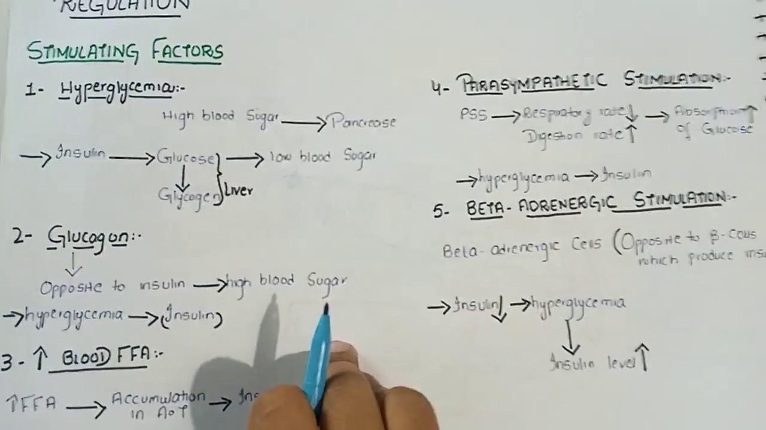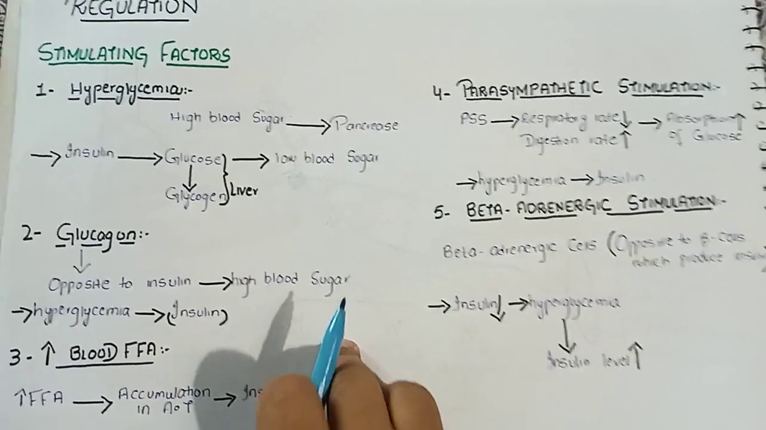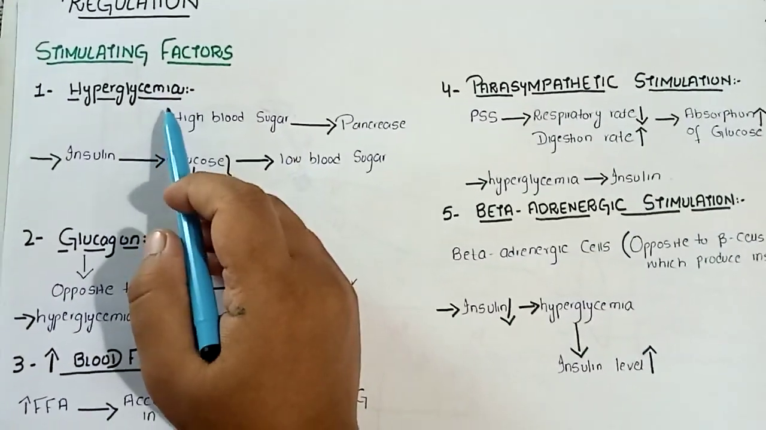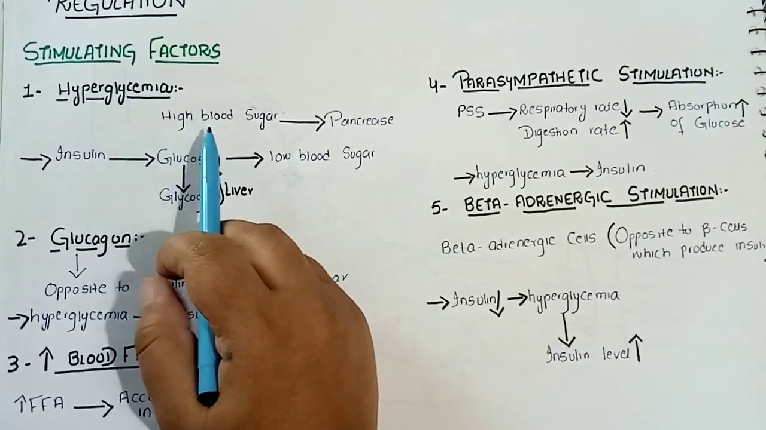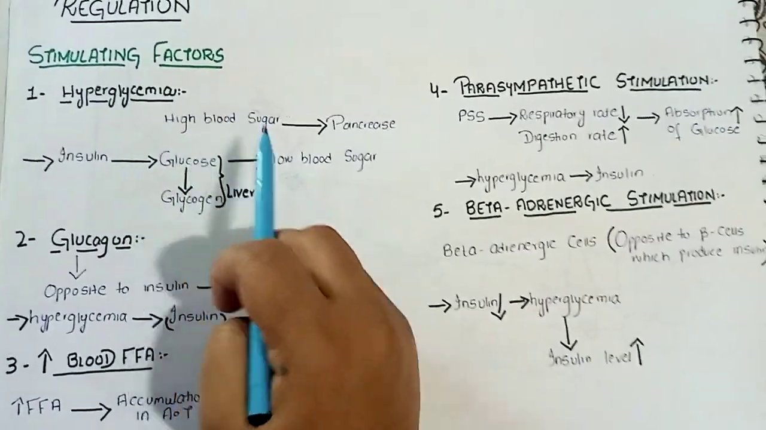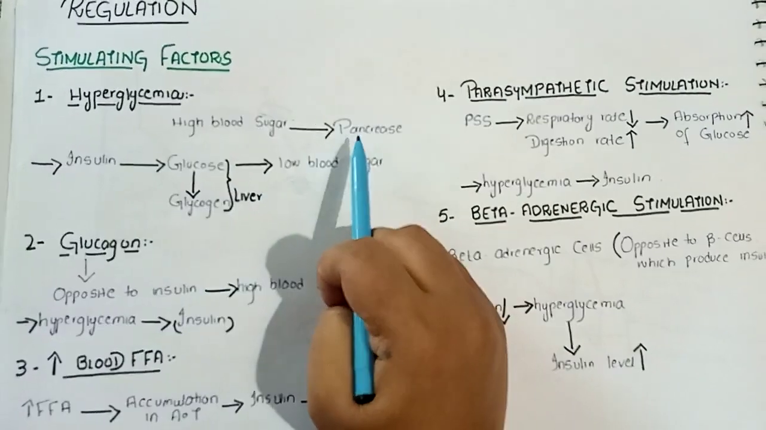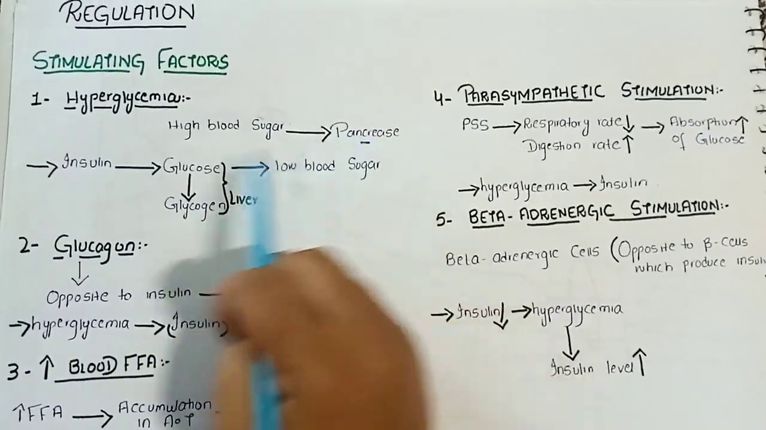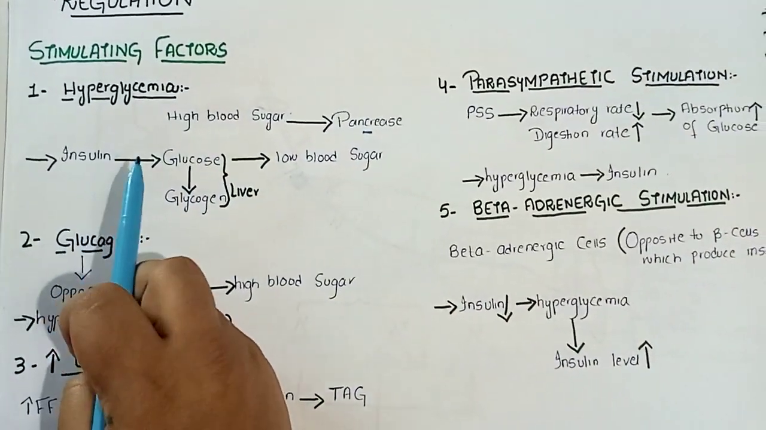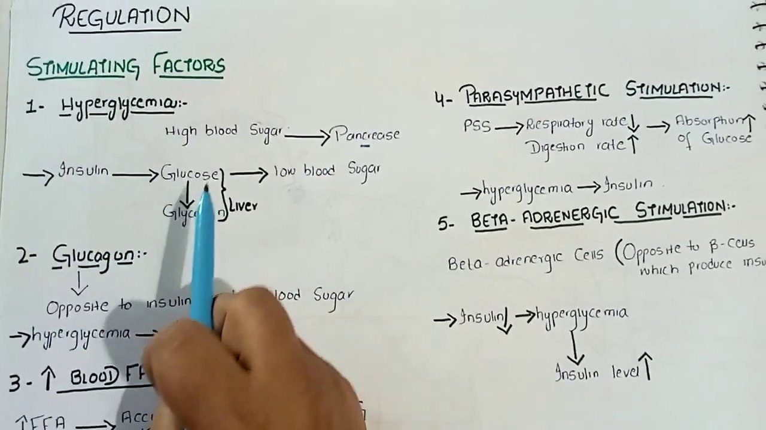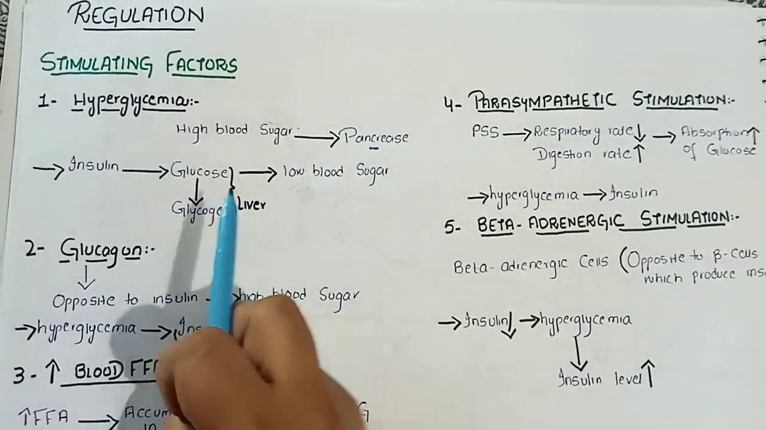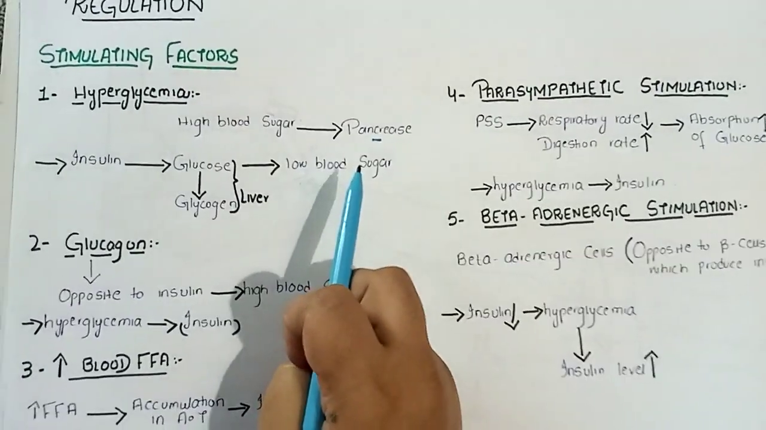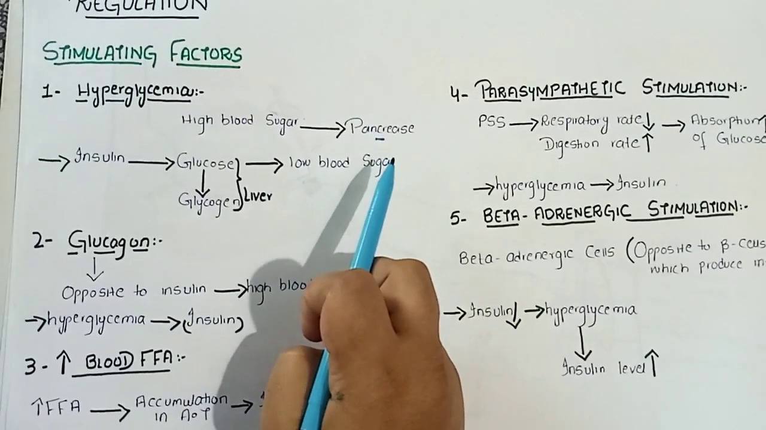First I will explain its stimulating factors. The first factor is hyperglycemia. Hyperglycemia is a condition of high blood sugar level, and this condition will stimulate the pancreas to secrete insulin, which will convert the blood glucose into glycogen within the liver, and as a result, a low blood sugar level will occur.